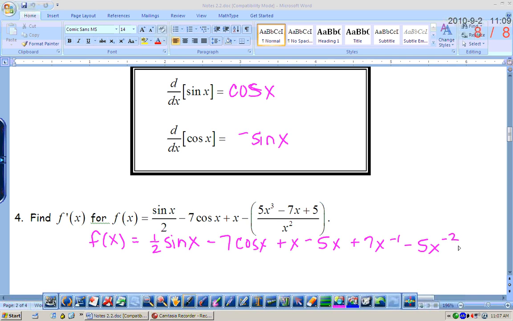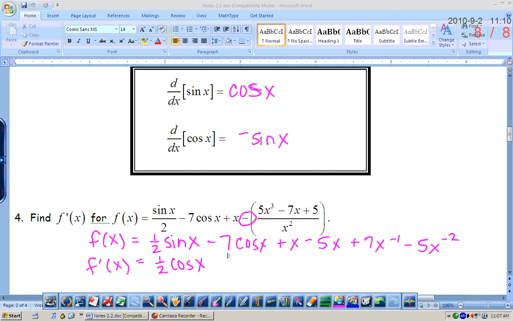All right, so plus 7x to the negative 1 minus 5x squared. All right, if the derivative of sine x is cosine x, what do you think the derivative of half sine x is? Right, half cosine x. And that kind of goes back to that constant multiple rule where you're just taking the derivative of the trig function and multiplying it times 1/2.